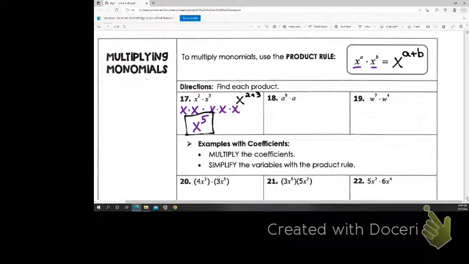In number 18, we are reminded that if there is just a variable like just this a, it is understood that it has an exponent of 1. So that then, this is what I'm thinking, right? I'm thinking this, probably wouldn't usually write it, and then my answer would be a to the 10th. So then I have w, and then 7 plus 4, w to the 11th.